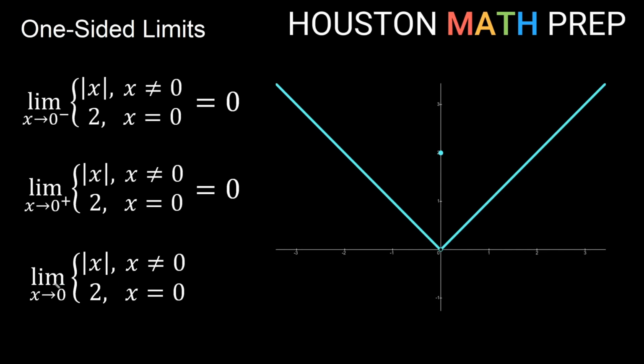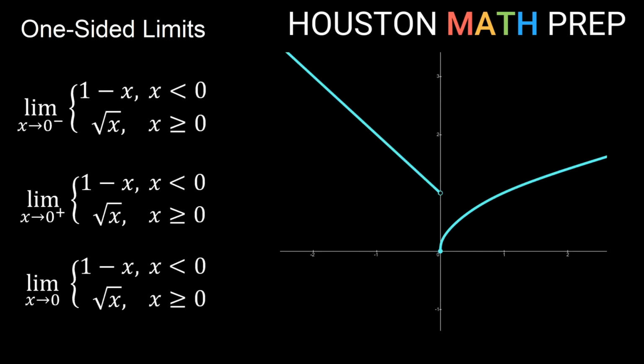For the last one, this is just saying, do we approach the same thing from both sides? And we do. So moving this point and redefining it up at y equals 2 does not change anything about the limit as we approach 0. We still, as we come from the left side and right side, approach a y value of 0 on this graph.